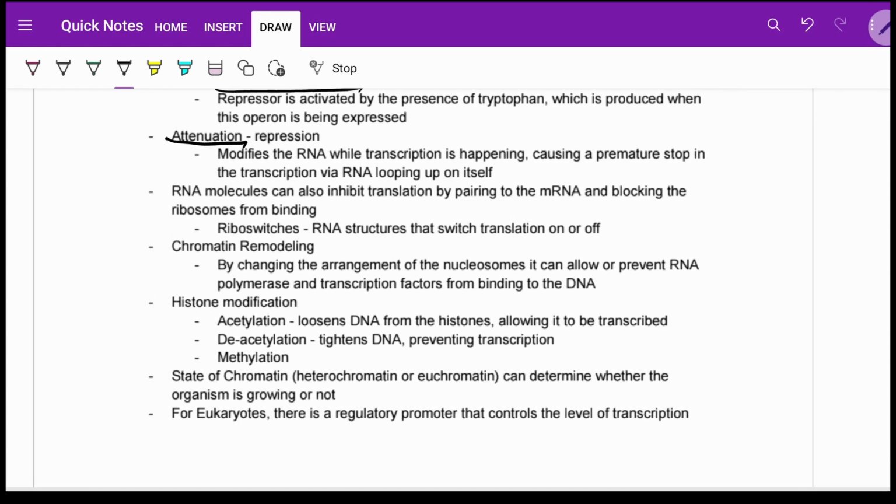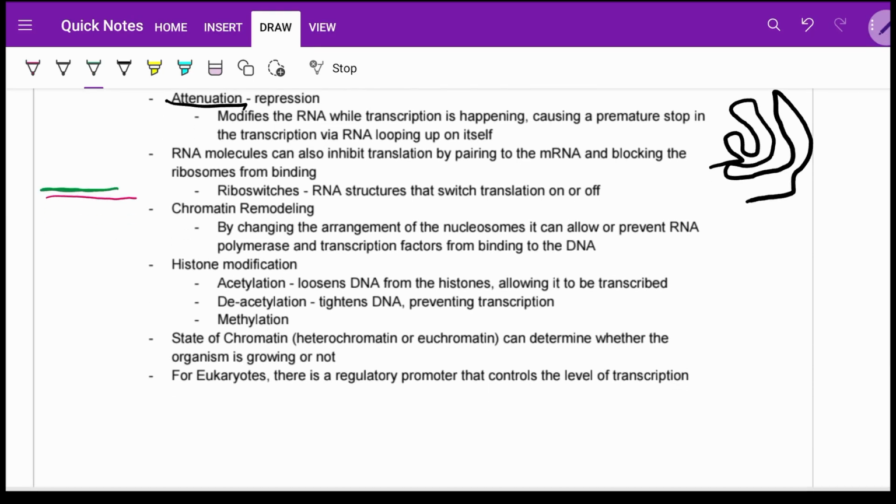We also have attenuation, which modifies the RNA while the transcription is happening and usually stops it prematurely by creating these little loops, like hairpin loops, that tangle up on itself and make it impossible to keep going or translate it into a protein. RNA molecules can also inhibit translation because if you have strands of mRNA waiting for a ribosome, what if a complementary strand of RNA just slaps back on top of that? Then the ribosome wouldn't be able to bind, it wouldn't be able to translate. So that's another way it can be regulated.